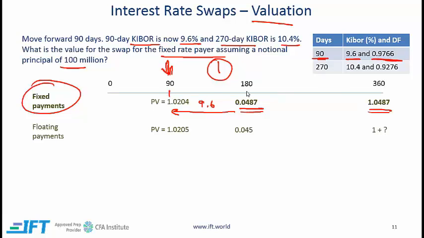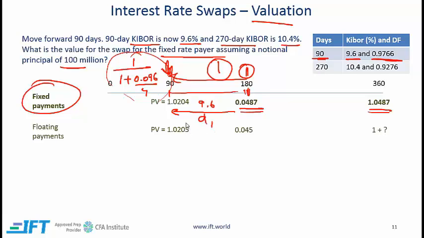This is a 90-day period. So the discount factor, which means the present value of 1 unit of currency received over here, is 1 divided by 1 plus 0.096 divided by 4. Divided by 4 because it's 90 over 360, which is 1 over 4. When you do this calculation, you should get 0.9766. Since that's the first cash flow, we also refer to this as D1.